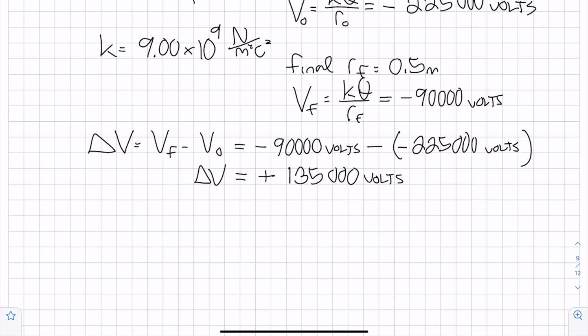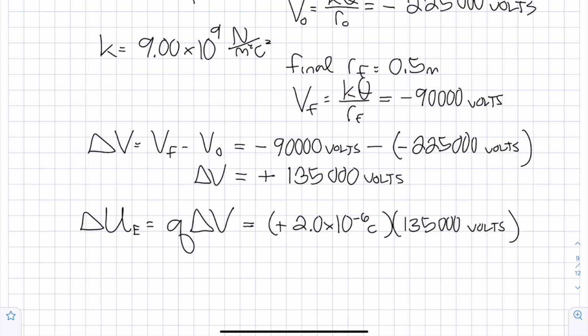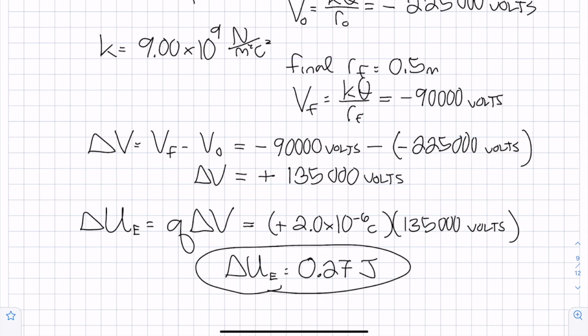So how do we find the energy? Well, the change in energy for a charge put in is Q times that delta V. So the charge is positive, so we're going to get positive 2 times 10 to the -6 coulombs times positive 135,000 volts. You get an overall change in potential energy of 0.27 joules. So energy had to be added in order to move that charge. So that's the answer for part A.